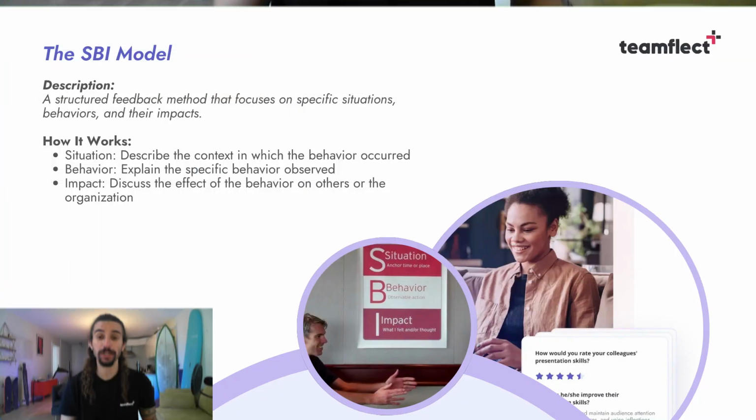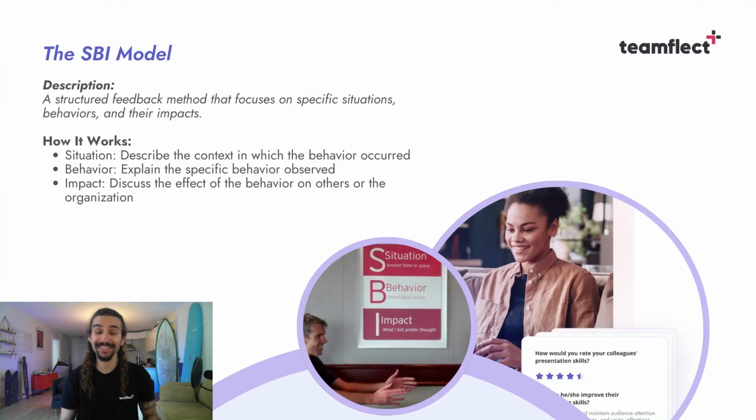The next feedback model we'll be looking at is SBI, Situation, Behavior, and Impact. And it is as simple as it sounds. When you're giving feedback with the SBI model, you start things off with the context or the situation in which a behavior was observed. And then you focus on the behavior that you observed within that context.